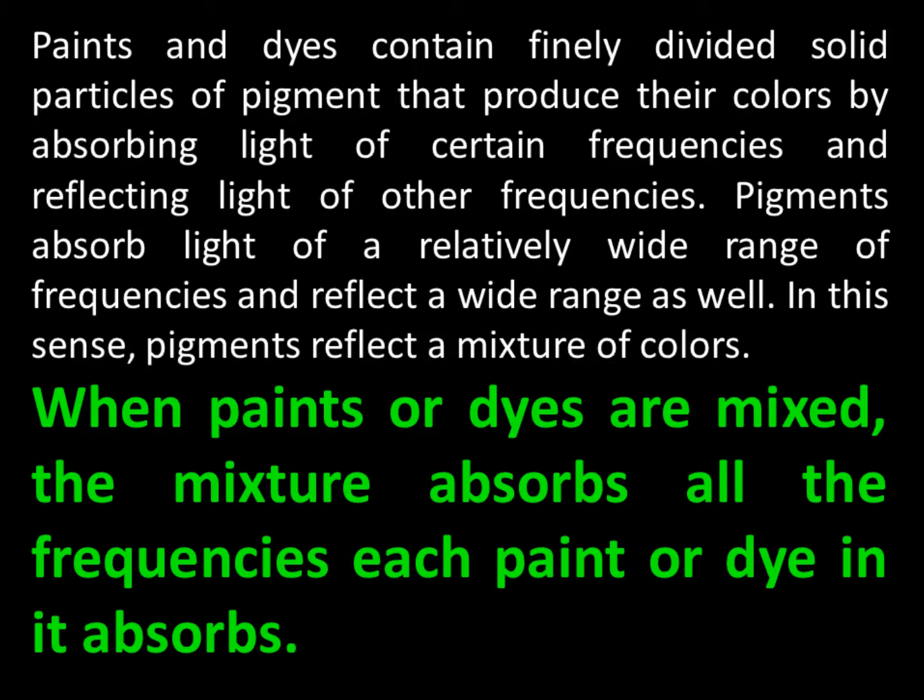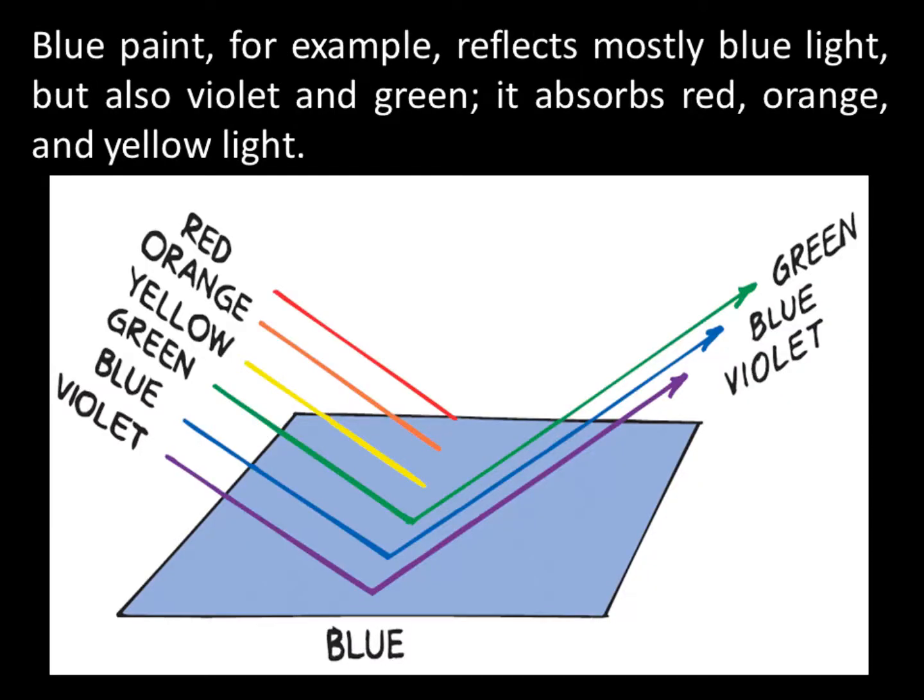The pigment will absorb certain colors and thereby subtract certain things. For instance, the blue paint reflects mostly blue light, but also violet and green. It absorbs red, orange, and yellow light. So the pigment can reflect a variety of colors to give those pigment shades. So this pigment is going to reflect the higher energy waves and absorb the lower energy waves, such as red, orange, and yellow.